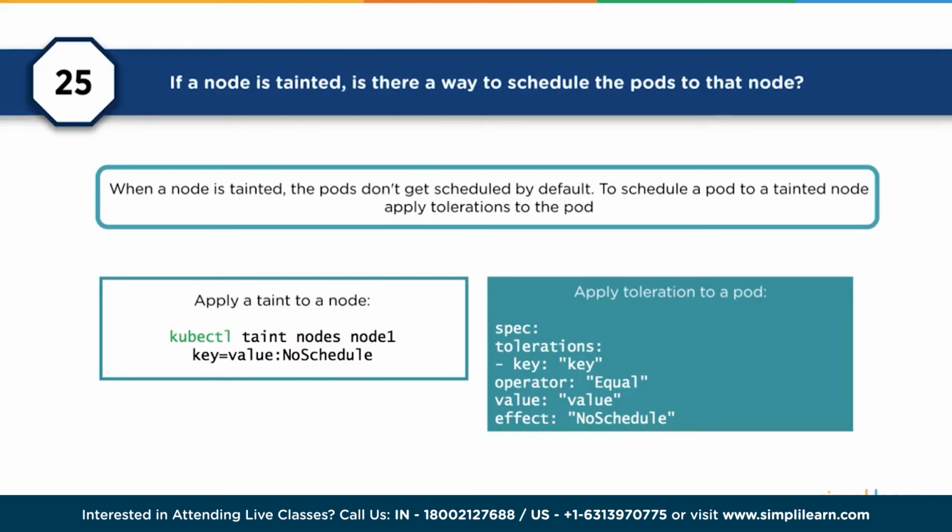So if a node is tainted, is there a way to schedule the pods to that node? And the answer is no, there isn't. And so what you have to do then is schedule the pod to be fixed, and so that schedule the pod to fix the tainted node to allow for tolerations to that. And we have here the example code that you would use to do that.